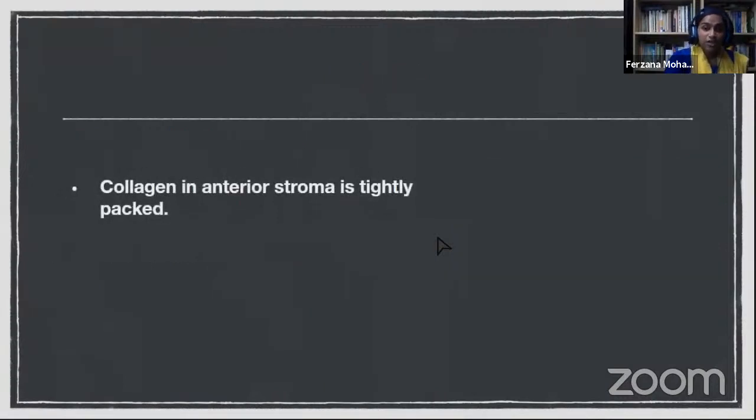Another feature about the packing in the stroma is that in the anterior stroma, the collagen fibers are very tightly packed, whereas in the posterior stroma, it is less so.